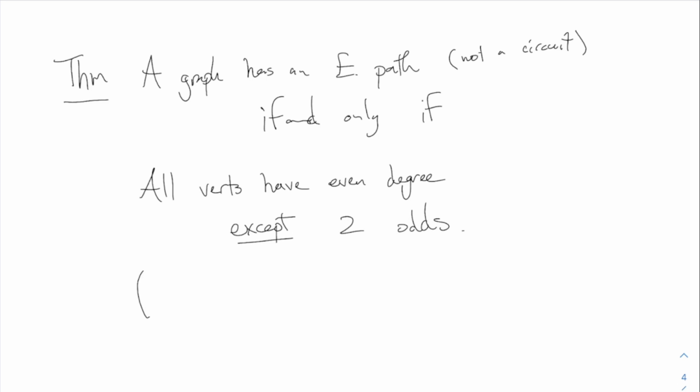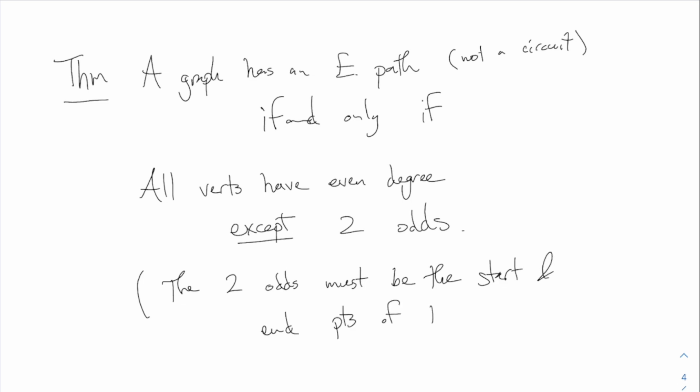And I will say, parenthetically, although this is important to remember, the 2 odds must be the starting and end points of the path. All right? An Euler path exists when they all have even degree except for 2 odds. And in that case, the 2 odds that you get end up being the starting point and the ending point of the Euler path. All right? This is the theorem about Euler paths.